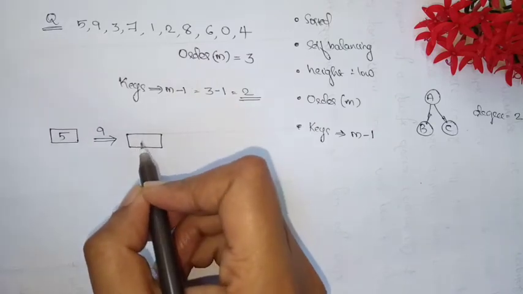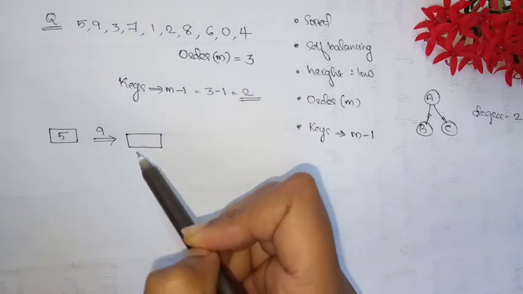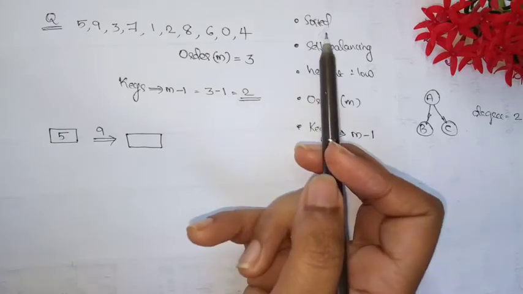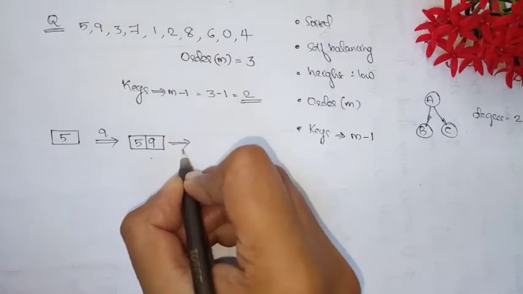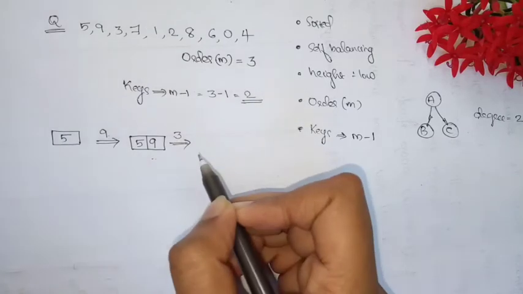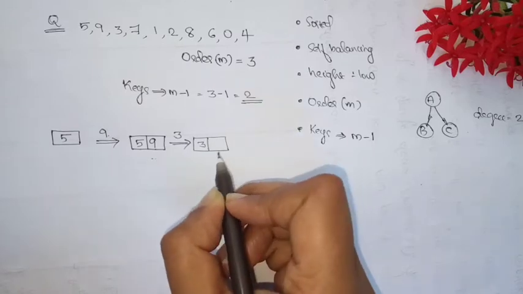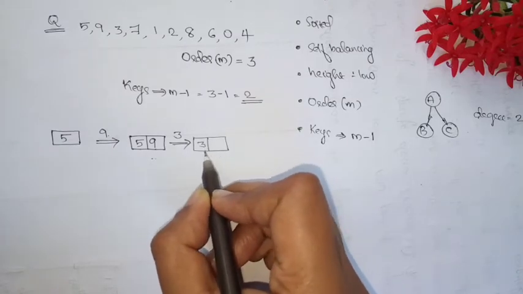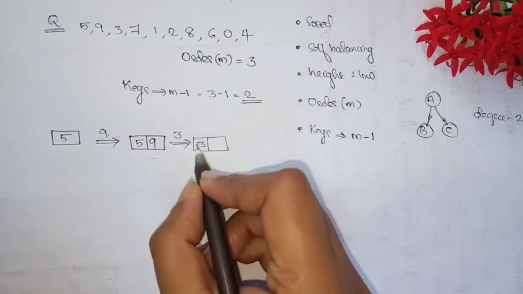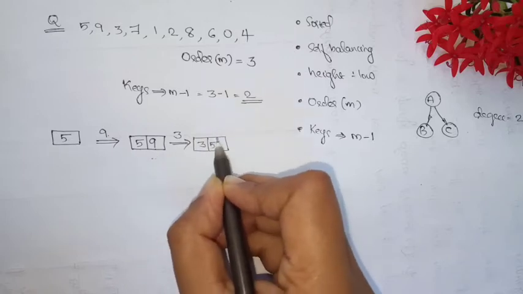Then another idea that we have to keep in mind is that, as I said already, the key values that are stored in a single node will always be in a sorted manner. Then now to store the next value, that is 3. Whenever we are inserting into a particular node, we have to insert in such a manner that it will always be in sorted form. So here I inserted this value 3 along with 5 and 9.